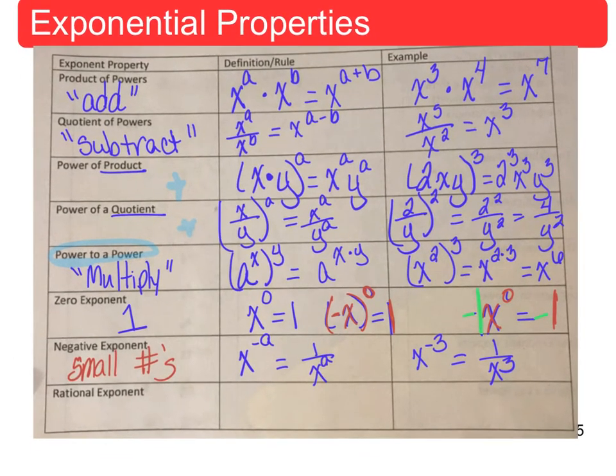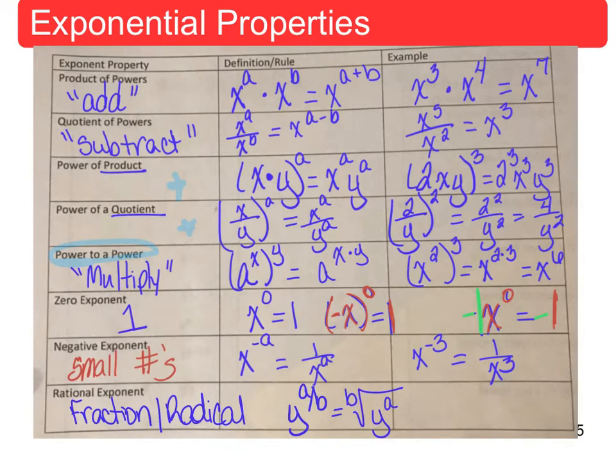Okay? Move that up just a little bit. Rational exponents are fractions. They're fractions, and you're going to use radicals when we have fractional exponents. So if I've got y to the a over b, that means I have y to the a power inside the radical, and the b is the root of that radical. So this right here goes on the inside, and this right here goes on the outside.